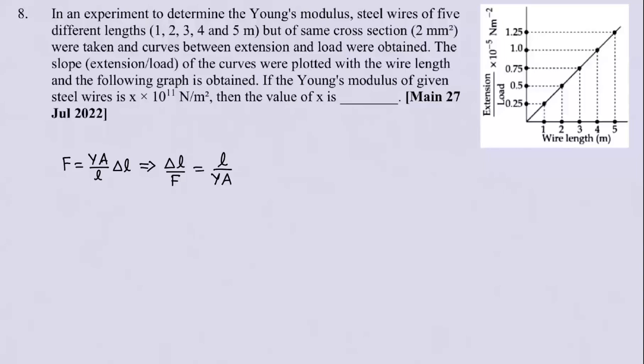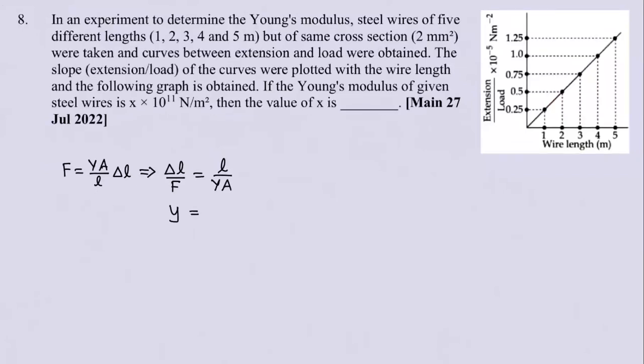Sir, why? Concentrate. On the y-axis, we have extension by load, right? If you compare this with the equation y is equal to, remember this is capital Y, this is small y. Small y is the mathematics variable y, capital Y is Young's modulus. And small l is the length, so that is x, which I can take, by Y A. More perfectly speaking, it's clearly given that it's a straight line, so it's in the form of y is equal to mx plus c. C is 0 because it passes through the origin.